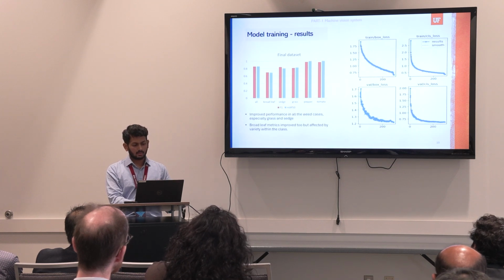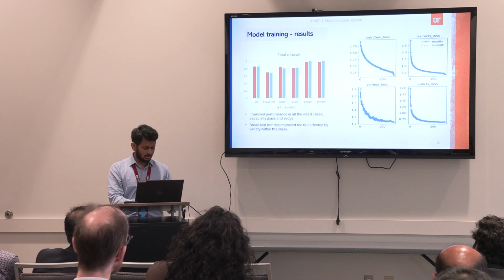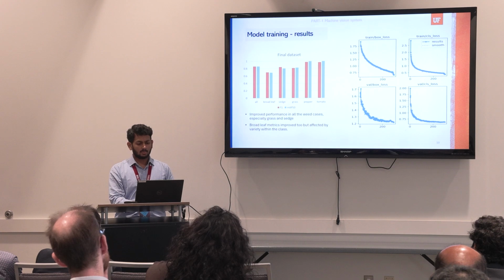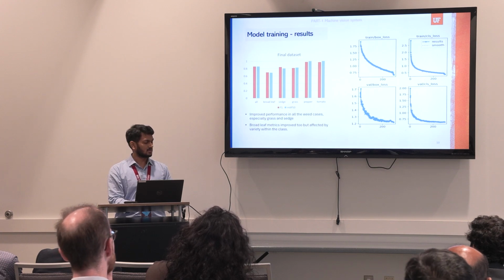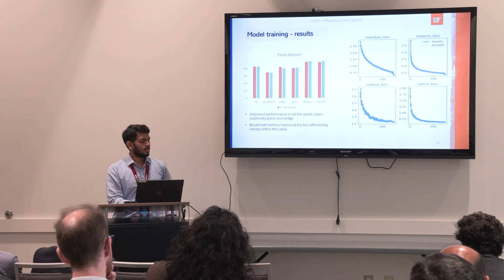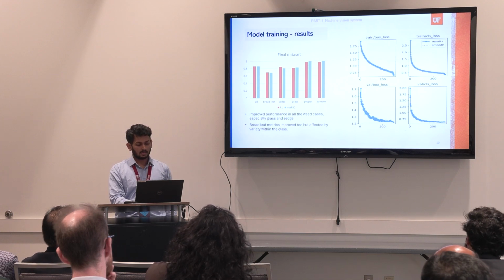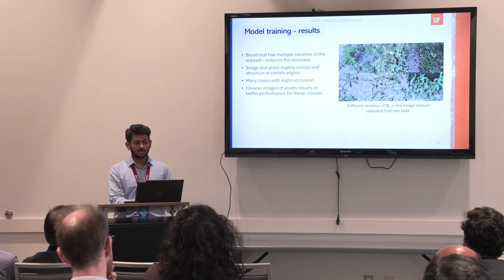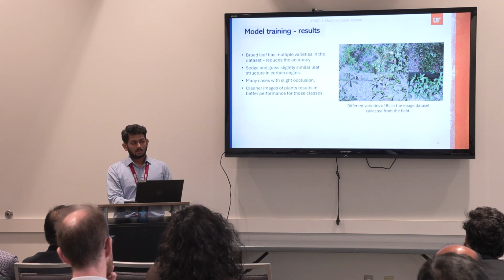After training it in YOLOv8, on the test set, the performance was more than 80% for weeds and close to 98-99% for plants. There's no overfitting here, but broadleaf performance was not that great, and one of the reasons is that in the field you see too many varieties of broadleaf.